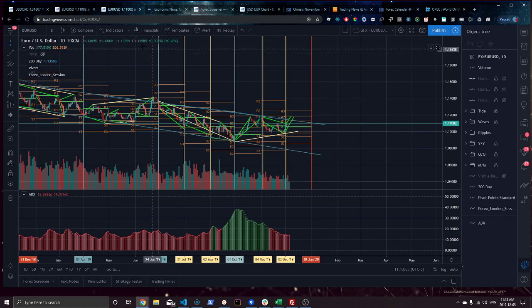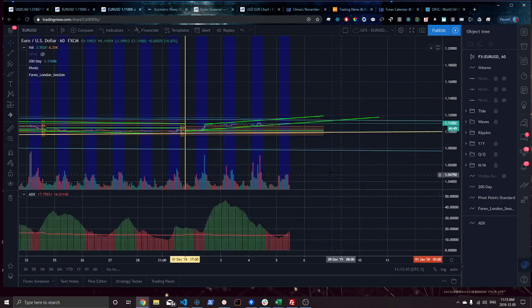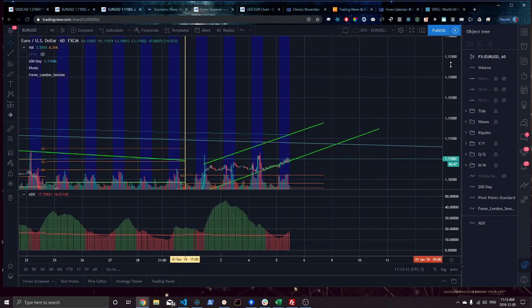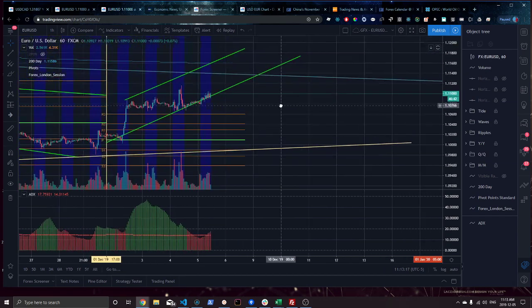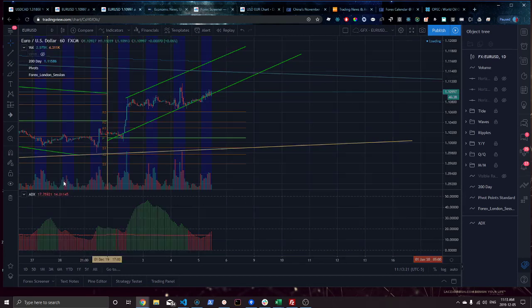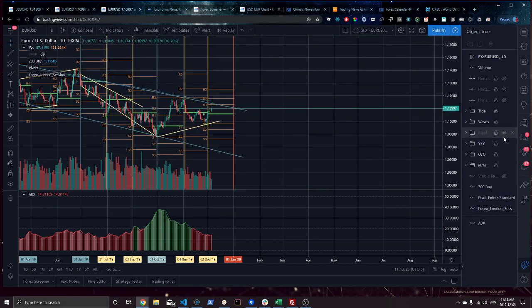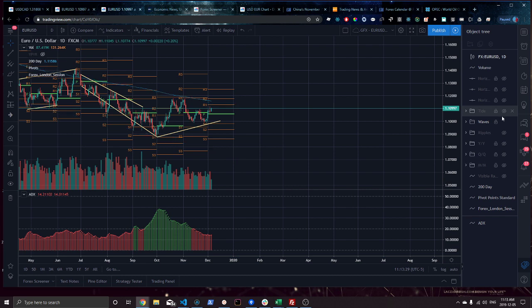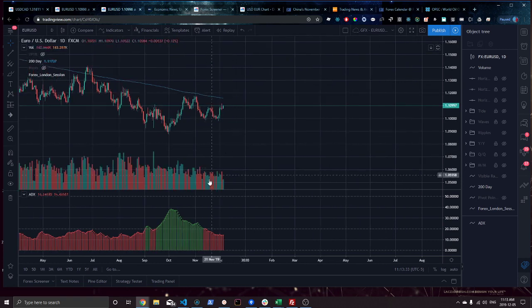I'm going to zoom back in here and let's go back to the 1 hour. Let's see what indicator is going to line up for us here on the 1 hour chart. Actually, I'm going to go back to the 1 day chart only because it's a little easier to see. Let's remove all these things, and the pivot points, let's get rid of that.